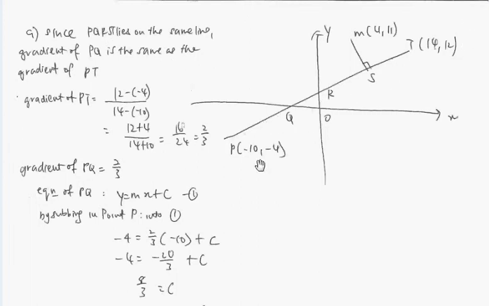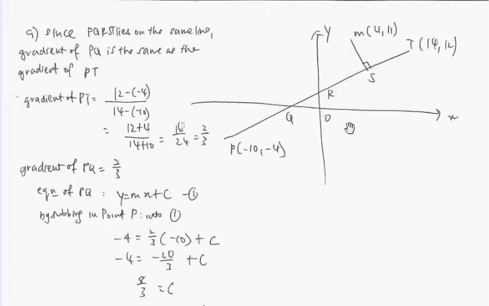Since PQRST lies on a straight line, we can safely say that the gradient of PQ will be the same as the gradient of PT. Therefore, to find the gradient of PT, we use y1 minus y2 over x1 minus x2. So we just use this point as y1, this point as y2, this point as x1, and this point as x2. Then, by simplifying it, you'll be able to get 16 over 24, which equals 2 over 3.